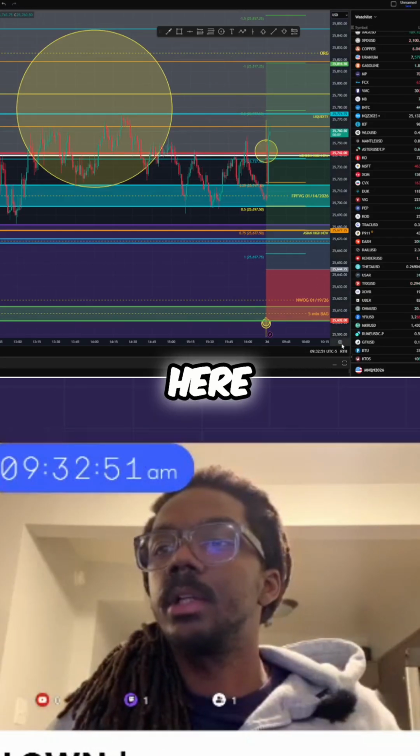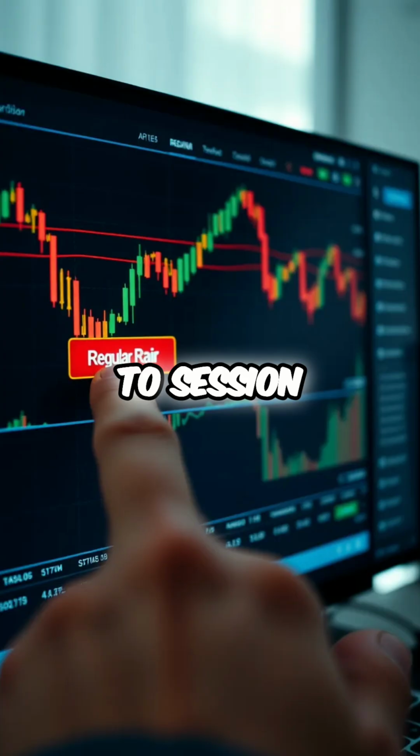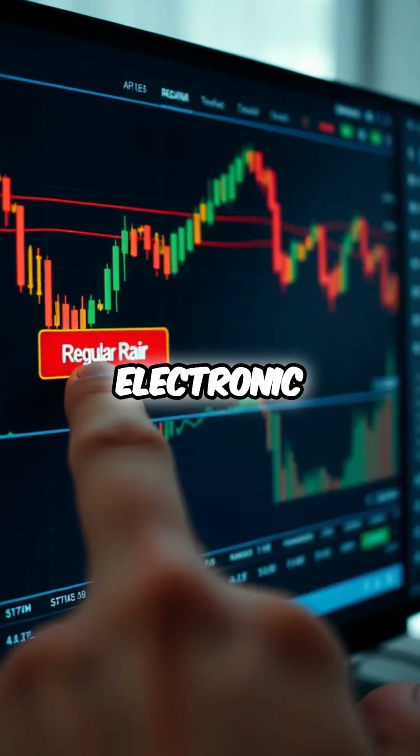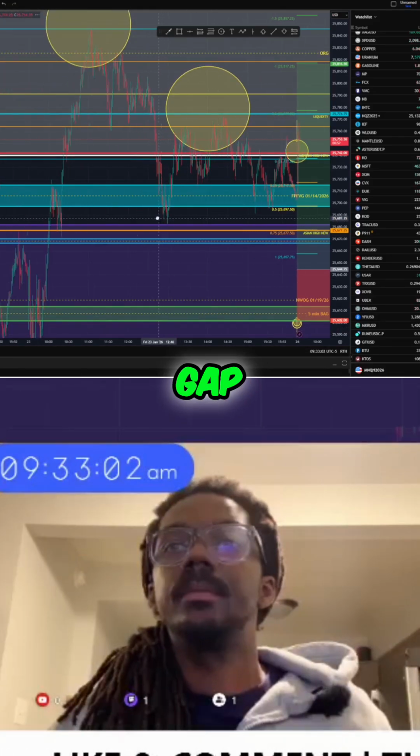Right, which is right down here. You click this little hexagon button right here, and then you go to session. Then you will see electronic, and then you will see regular. Make sure you click regular. I just want to see the opening range gap.